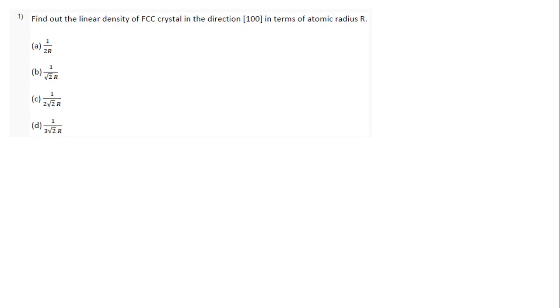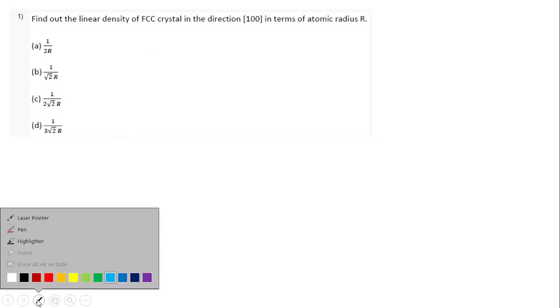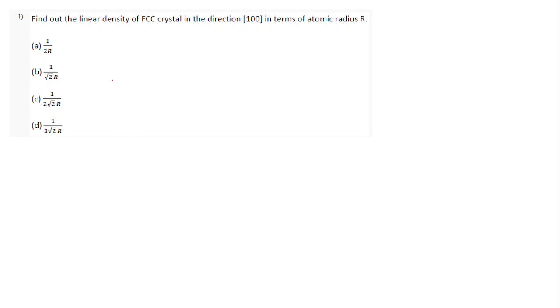Okay. So the first question is: find out the linear density of FCC crystal. So here we have to talk about, let me change, red is better. Find out the linear density of FCC crystal in the direction 100 in terms of atomic radius r. So first, let's draw, or yeah, just this is better.